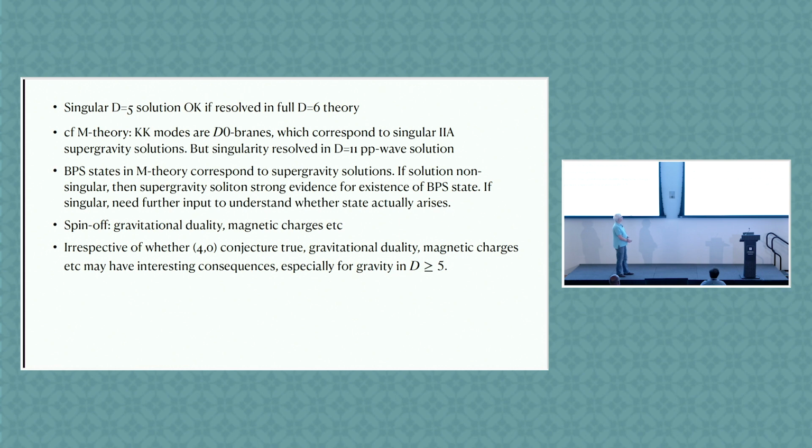And these I think are very interesting in their own right, and they are likely to have interesting consequences, especially in gravity for d greater than or equal to 5, and especially since Kaluza-Klein monopoles are important examples of states which carry these charges.